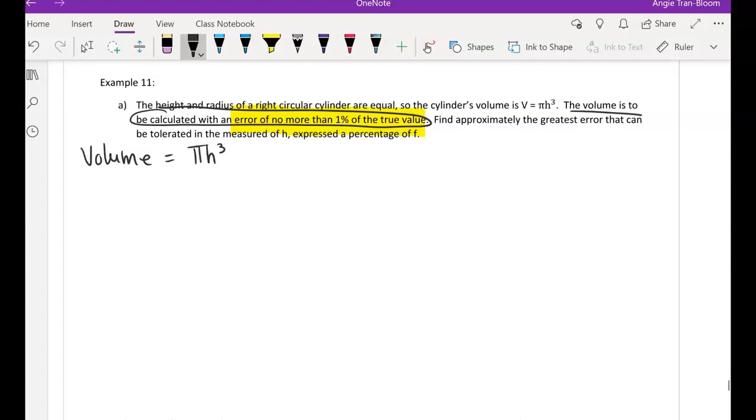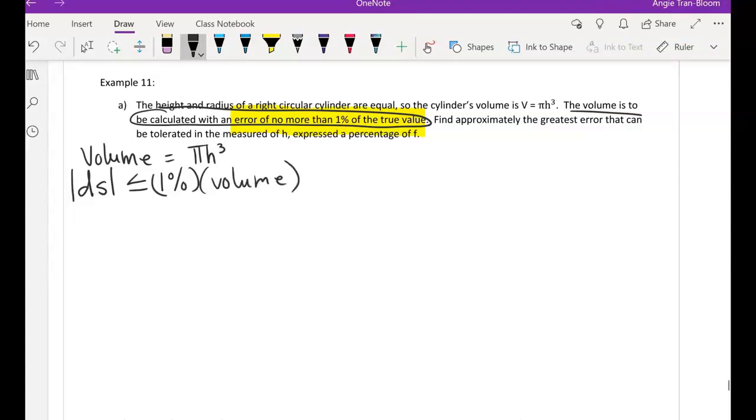Now we're kind of going backwards. I'm giving you the change in the volume, which means that's dV. But remember that when you are talking about error, it can be bigger or smaller, so we are going to talk about absolute value. The change in the volume cannot be more than 1% of the true value. True value of what? Of the volume, obviously, because we're talking about the volume. No more than 1%, so technically I can have 1%, just not more than that. That's why there's an equal sign there.